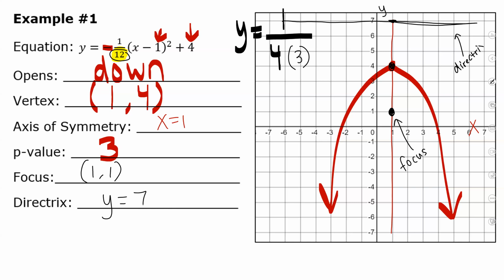And we're going to do another example. We're going to do several examples until you get the hang of it. Okay, example number 2.